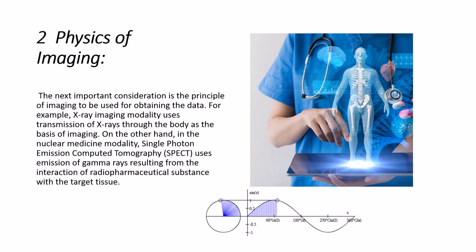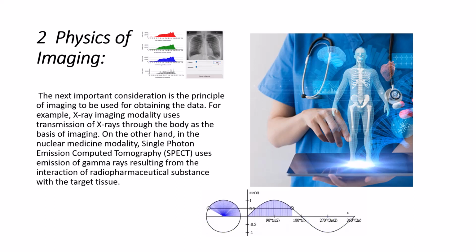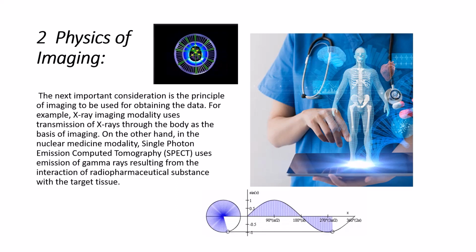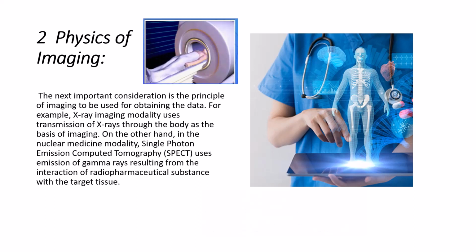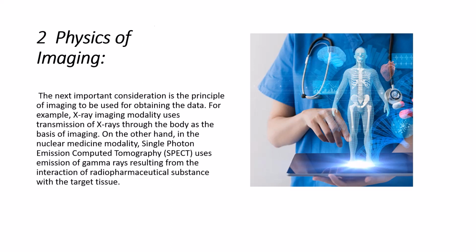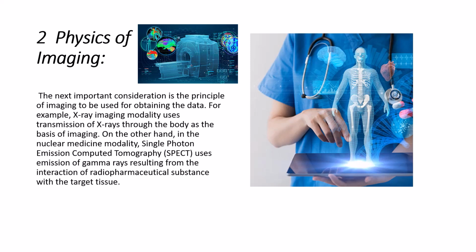The next important consideration is the principle of imaging to be used for obtaining the data. For example, X-ray uses ionizing radiation. On the other hand, nuclear medicine and single photon emission computed tomography, or SPECT, use gamma emission resulting from interaction of radiopharmaceutical substances with the target. When we talk about MRI, we're talking about using pulse sequences of radio frequencies, and when we're talking about ultrasound, we use sound waves. Although the digital process of creating an image from the acquired data is similar, the techniques for each modality dramatically differ.